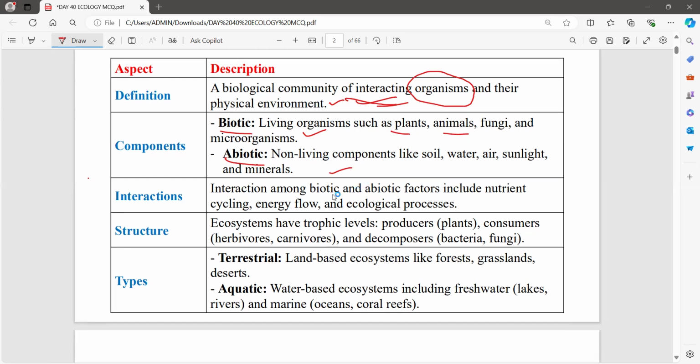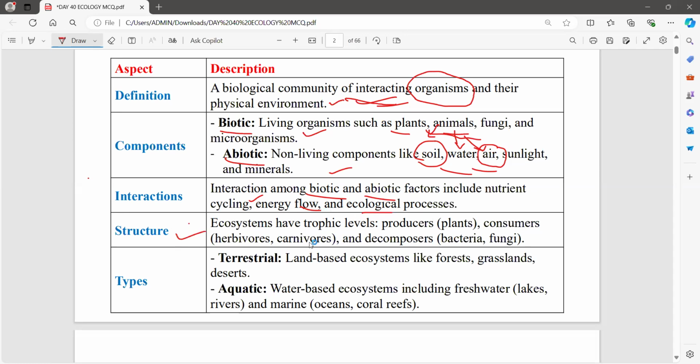Now, what exactly is happening between these biotic and abiotic factors? The abiotic factors, we know, are soil, water, and air. Biotic factors are those that make use of these abiotic factors. Air is an abiotic factor, so a plant or animal takes air for respiration. They are dependent on the water, and dependent on the soil for taking the nutrients. So the interaction between biotic and abiotic factors includes nutrient cycling, energy flow, and ecological processes.